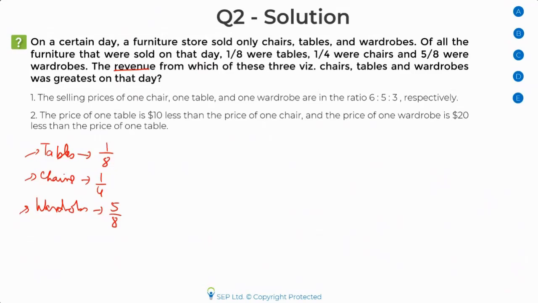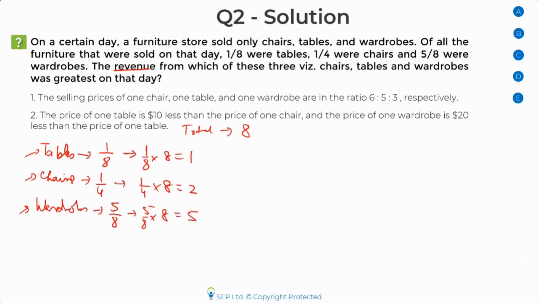As I told you, if you want, you can take total as N, or you can work with a number. So I'm just going to show you how I can work with numbers and get the answer. Here, just to make my life easy, I would take this as 8. I'll say, okay, the total number of items sold is 8. So the number of tables that I'm selling is 1/8 of 8, which is 1. Obviously, 1/4 of 8 is 2. And 5/8 of 8 is 5.